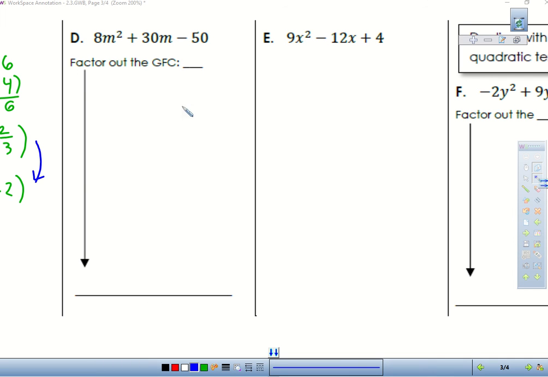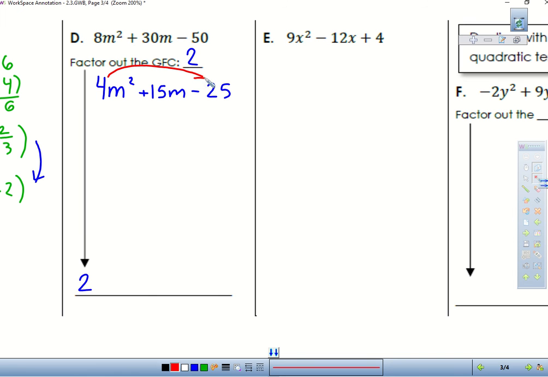What do you think? Yes. What is it? 2. Good. The GCF is actually 2. Once you identify that GCF, you're just going to bring it to the bottom of the problem, and we're not going to worry about it. It's going to be there at the end, but from here on out, we're ignoring it for a while. When I factor out that 2, that means I divide every single term by 2. That's what factoring out looks like. Is everyone with me on that so far? Okay.